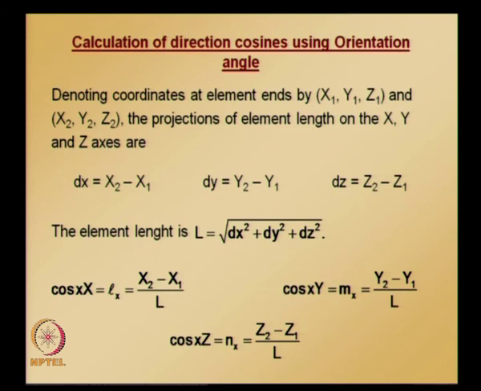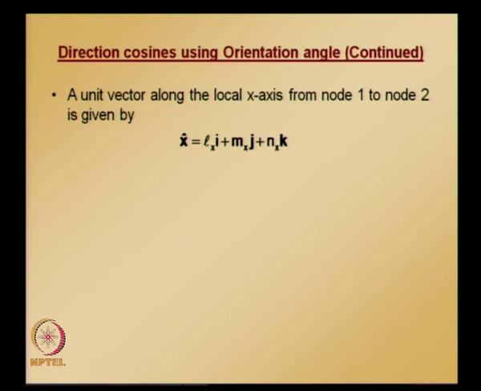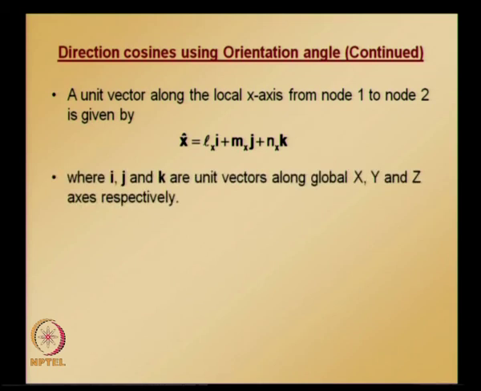So, a unit vector along the local x axis from node 1 to node 2, using this Lx, Mx, Nx, we can write it as this one. So, this is a unit vector going from node 1 to node 2, where i, j, k are unit vectors along the global x, global y, global z axis respectively.